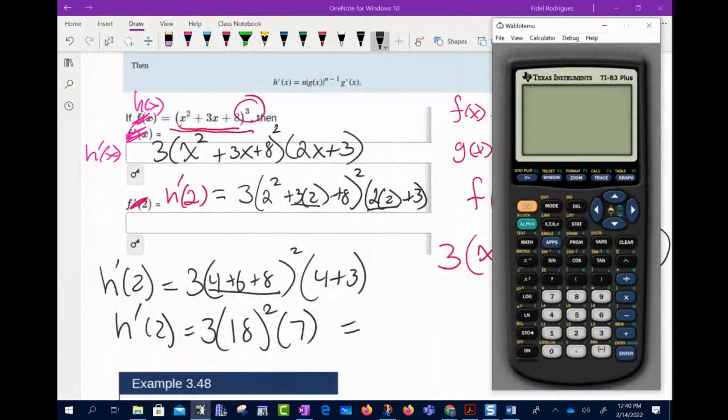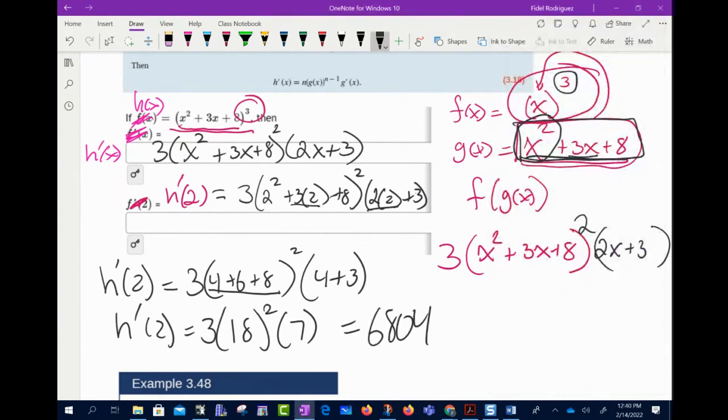So I'm just going to do my calculator here, y'all. I got to figure out at least what's 18 squared. Okay. 18 squared is 324. 324 times 3 times 7. And I'm coming up with 6,804. Okay. And we got it.